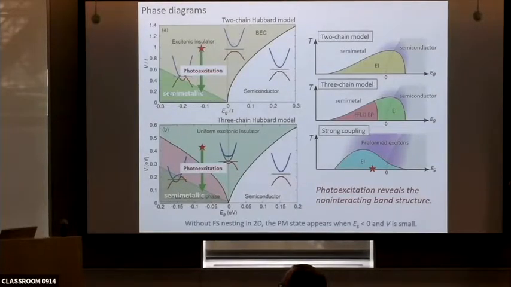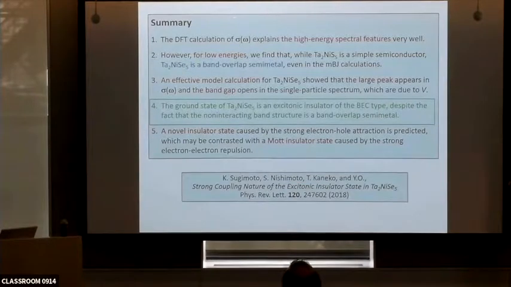Okay, let me summarize. Density functional theory calculations of optical conductivity explain high energy spectral features very well. But for low energies, we found that while the sulfur system is a simple semiconductor, the selenium system is a band overlap of about 10 meV, even in the MBJ type of calculation. And the effective model calculation for tantalum nickel selenium-5 showed that a large peak appears in sigma over omega, and a band gap opens in the single-particle spectral function, both of which are due to the strong electron-electron correlation effect.